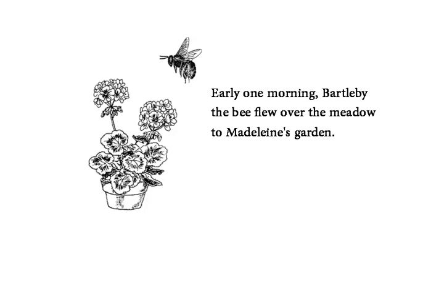So here's a sentence about Bartleby. Early one morning, Bartleby the bee flew over the meadow to Madeline's garden. This sentence contains two prepositional phrases, over the meadow and to Madeline's garden. Now, if you've got your little handout on prepositional phrases from my website, you'll see that a prepositional phrase is supposed to start with a preposition and end with a noun that is the preposition's object.